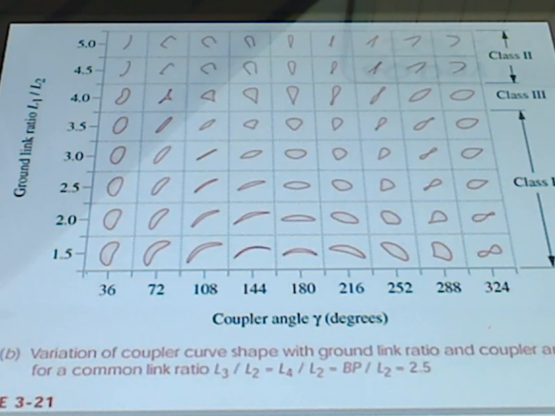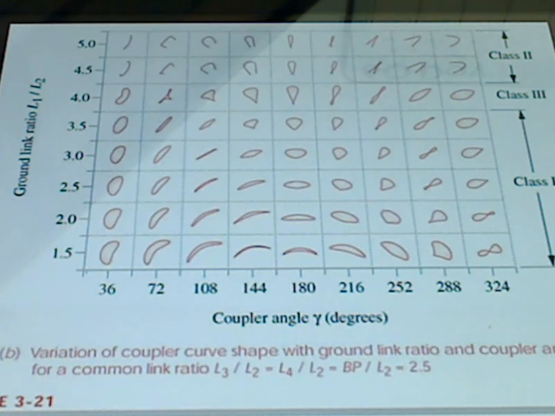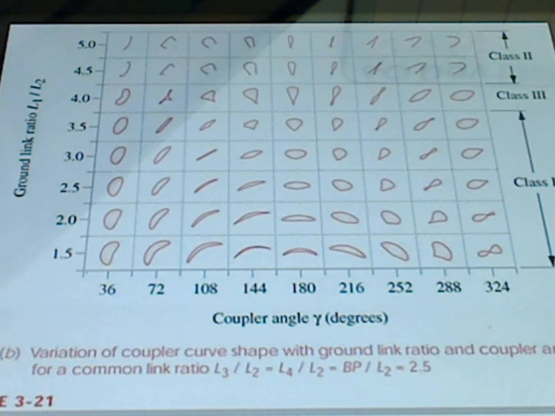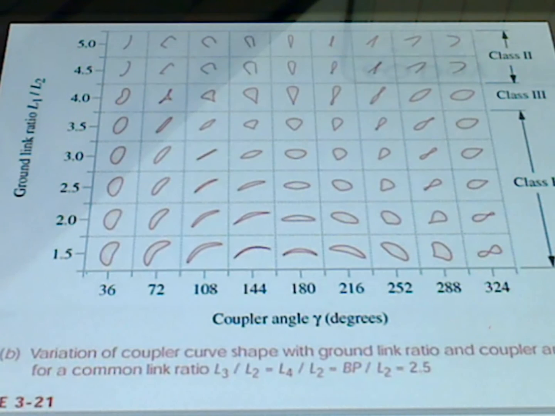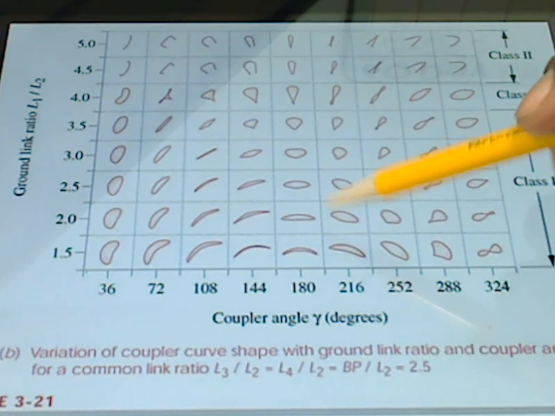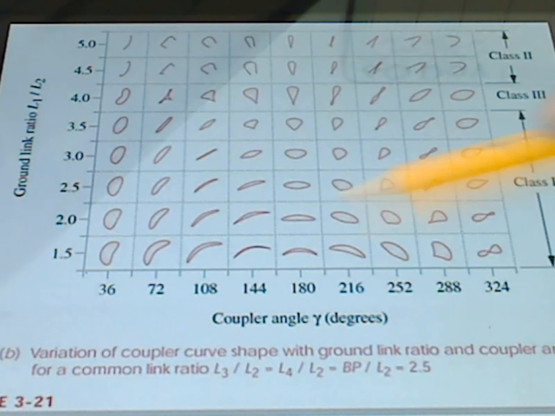We are going to talk about symmetrical coupler curves. And here we have a table that has a lot of coupler curves on it. What you see here are basically shapes, and the line bordering the shape is the path that a coupler point, a point on the coupler link on a 4-bar linkage, follows as the crank rotates.